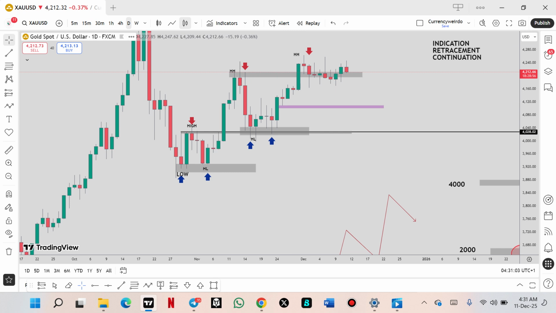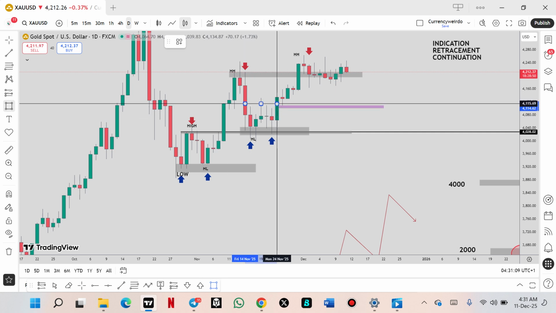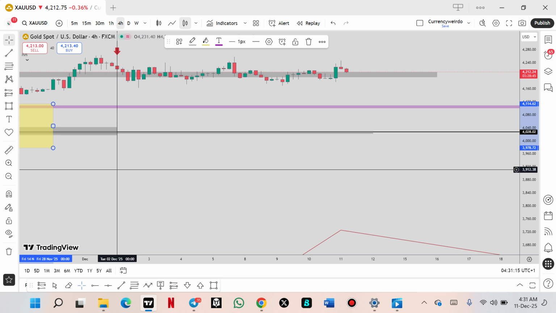It created another one. Now in this particular area, let's break this down and see how price eventually moved from this point. Let's make this zone yellow, right? Let's go to the 4-hour time frame.